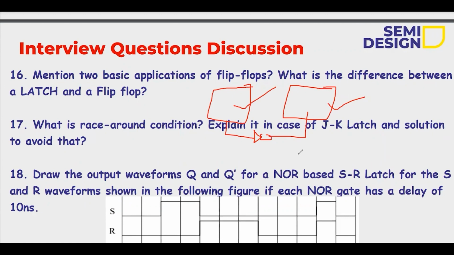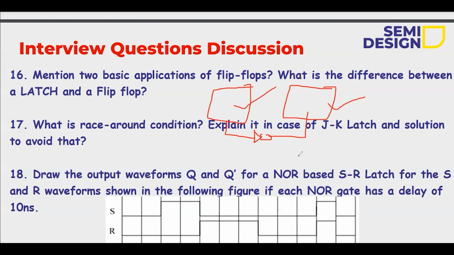Latch has a smaller number of gates, so it consumes less power. But flip-flop is more efficient, functionality-wise and working-wise. That's why we move to flip-flops. Whereas latches are faster than flip-flops because they don't have a clock and fewer inputs are there.